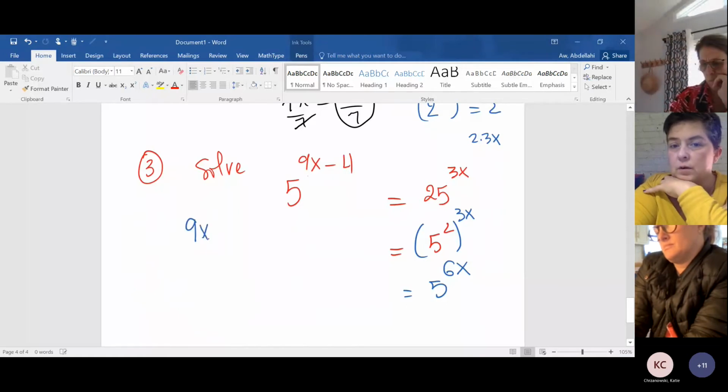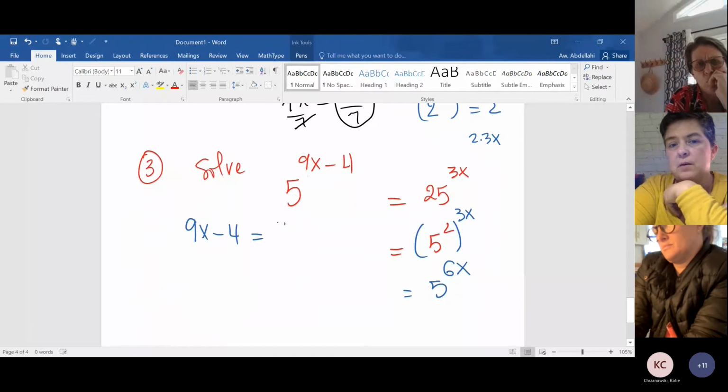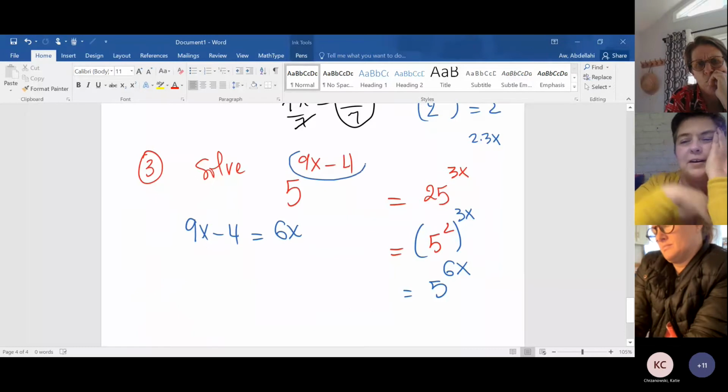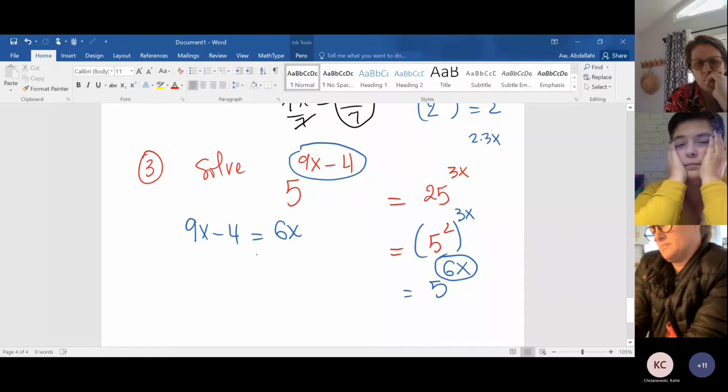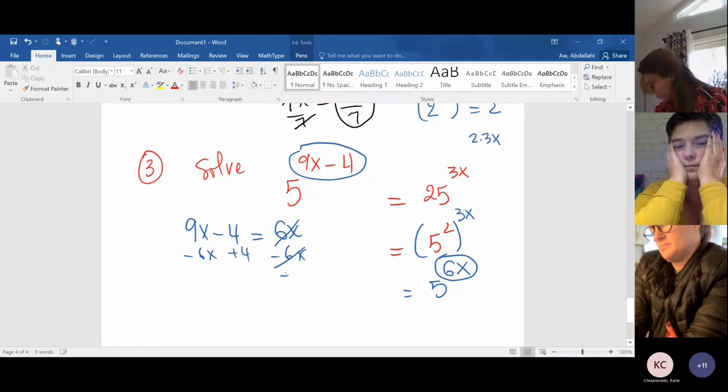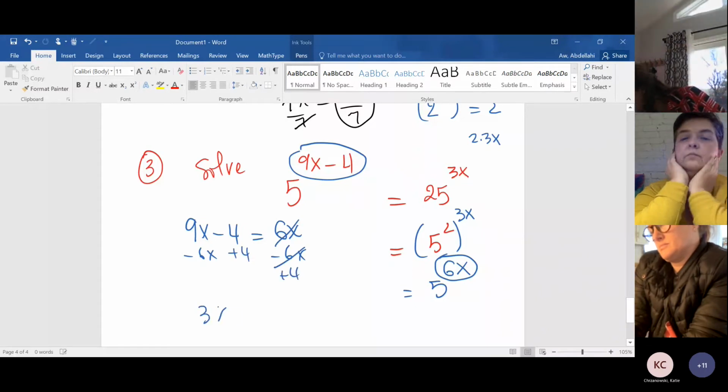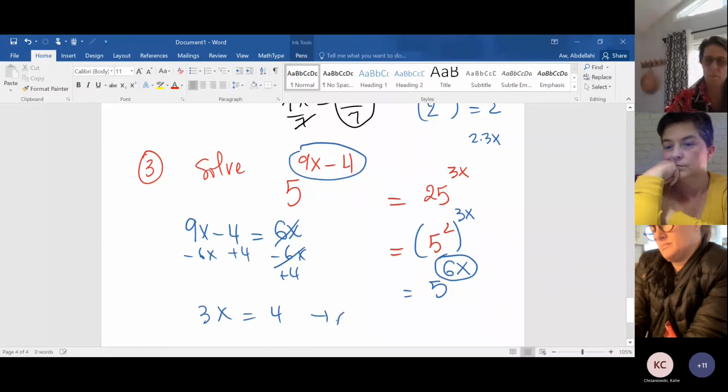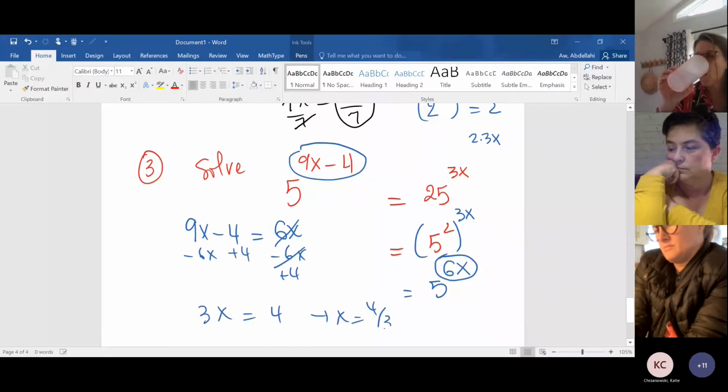9x minus 4 is equal to what? To the 6x power. Exactly. 9x minus 4 must be equal to 6x. That's going to be my equation, and then I solve for it. I add 4, I subtract 6x from both sides. We add 4 to both sides. So we get 3x is equal to 4. So we get x equal to 4 over 3, right?